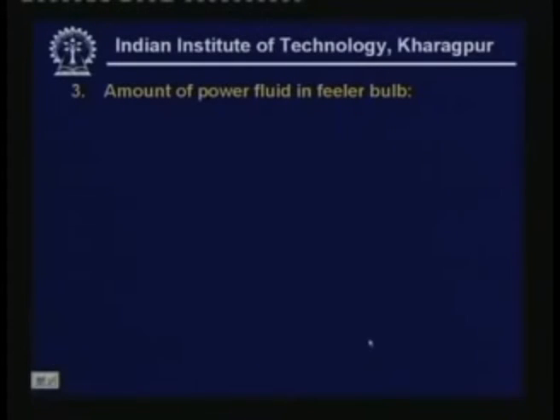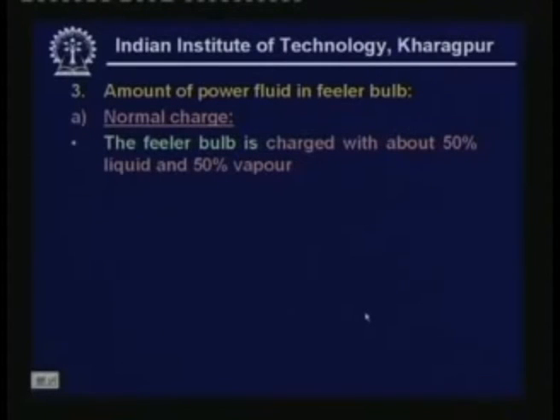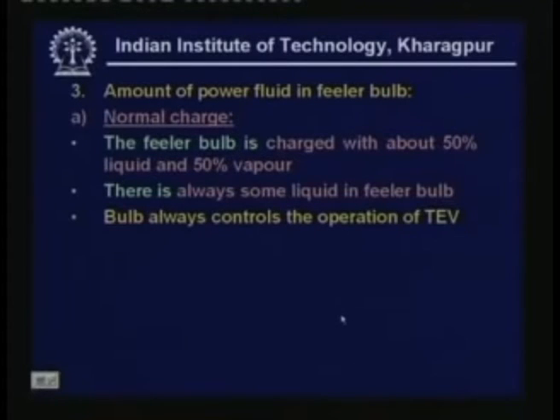Now the third variation is possible depending upon the amount of power fluid present in the feeler bulb. Based on this, you can have a thermostatic expansion valve with what is known as a normal charge. What do we mean by normal charge? Normal charge means the feeler bulb is charged with about 50% liquid and 50% vapor. So when you have this kind of a normal charge, there is always some liquid in the feeler bulb. Once there is some liquid in the feeler bulb, you will always find that the bulb controls the operation of the thermostatic expansion valve.